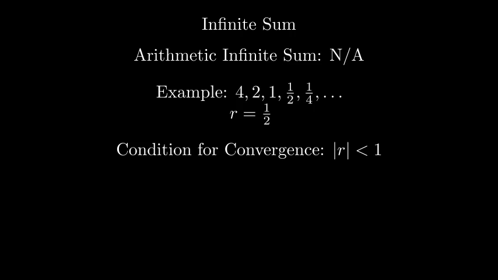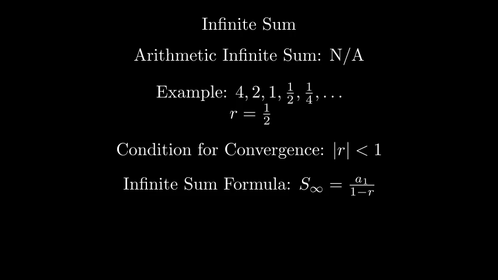But for a geometric sequence, it's a different story. Consider the sequence 4, 2, 1, 1/2, 1/4. Here, the common ratio is 1/2. The terms are getting smaller and smaller, approaching 0. In cases like this, where the terms shrink, the sum can actually approach a specific finite number. This is called a convergent series. The condition for this to happen is that the absolute value of the common ratio r must be less than 1. If this condition is met, we can use a simple formula for the infinite sum.